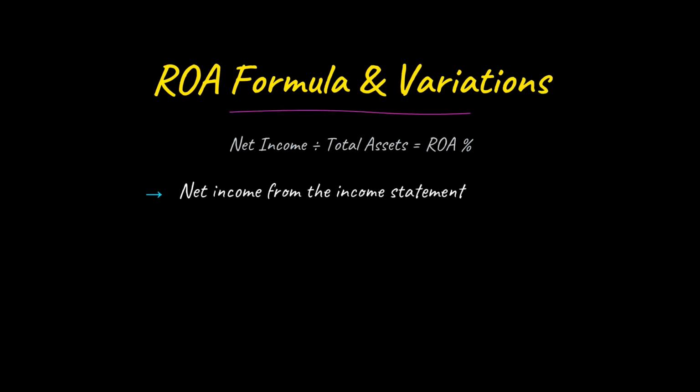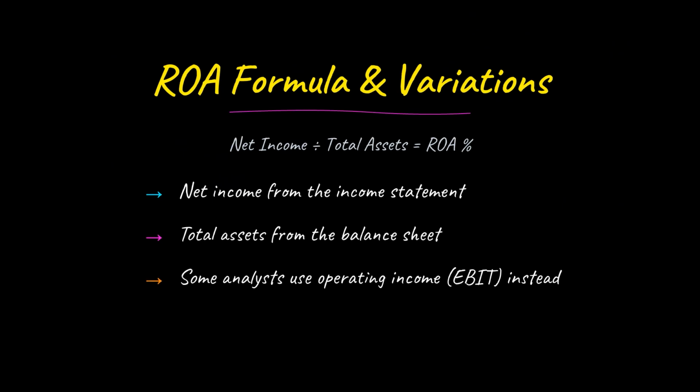It normalizes profit by the size of the asset base, making comparisons across firms and time periods meaningful. Mechanically, ROA divides net income by total assets. Some analysts substitute operating income to focus on performance before financing decisions, while others average the beginning and ending asset balances to reduce the impact of mid-period changes.